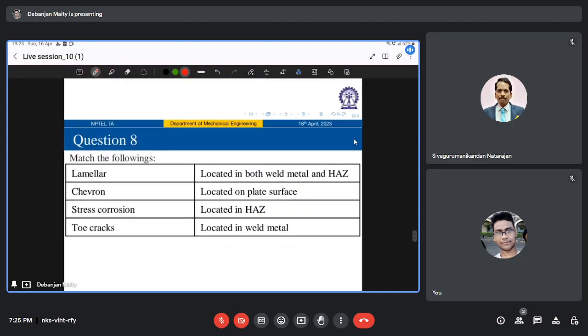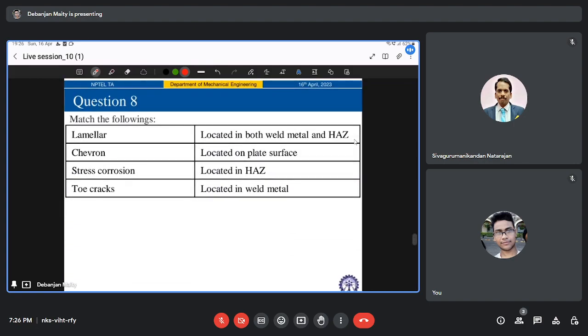Okay. So this is a match the following, where there are different kinds of crack formation like lamellar, chevron, stress corrosion, toe cracks, and there are different locations in the welding region. So which cracks can form at which region? We need to match those, right?